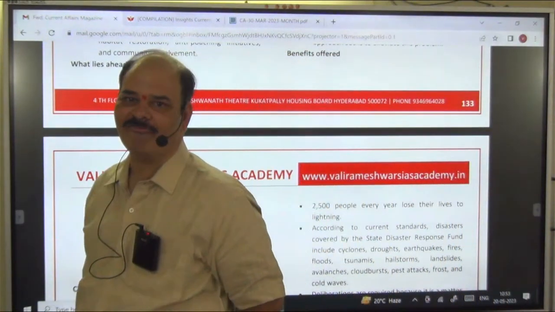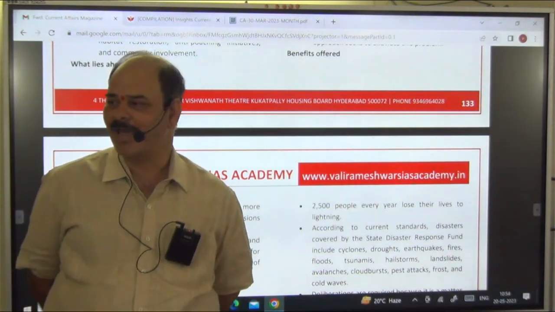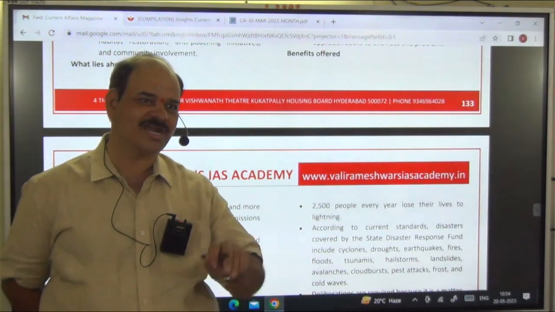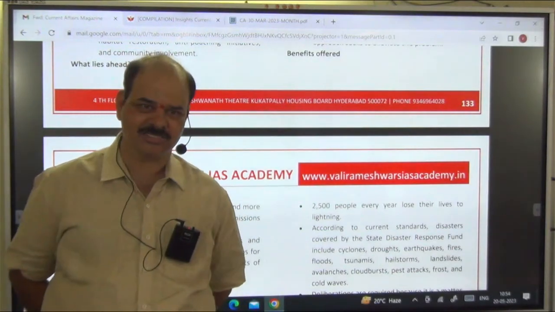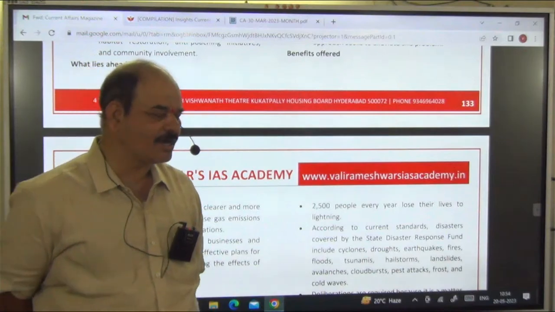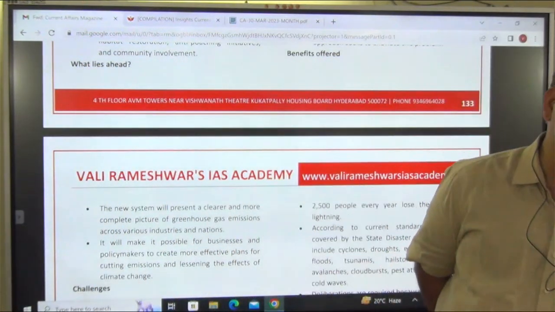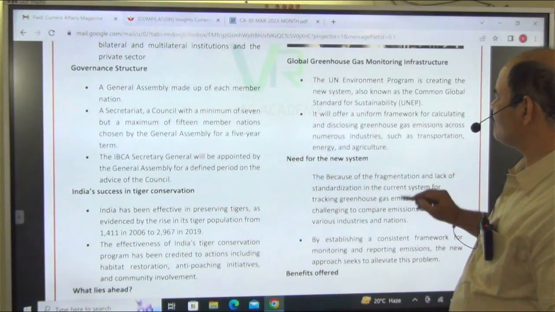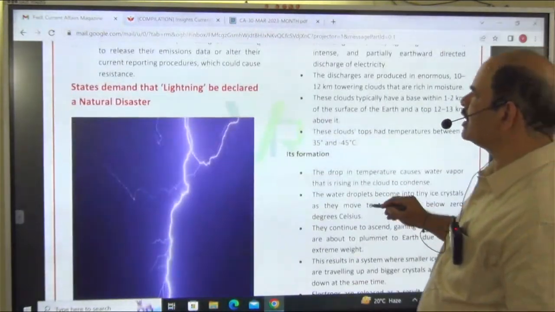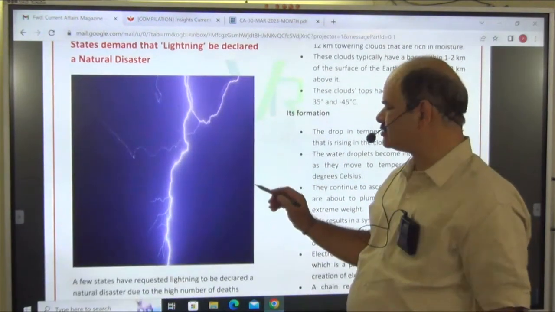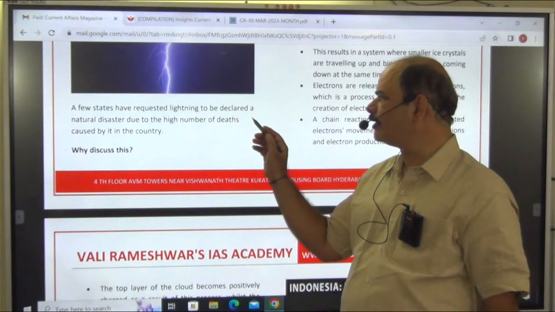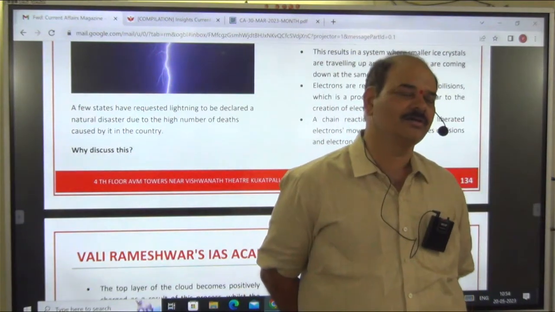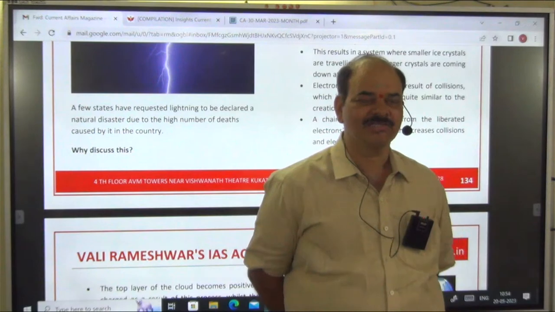Lightning is not in the list of disaster because National Disaster Management Authority has classified only few hazards as the disasters and the remaining not as disasters. So why it is in the news means many states are demanding to include lightning under the category of the disaster. States demand that lightning be declared a national disaster. A few states have requested lightning to be declared a national disaster due to high number of deaths caused in the country. And even in the recent days in Telangana also, many people faced death and even hundreds of cattle died.